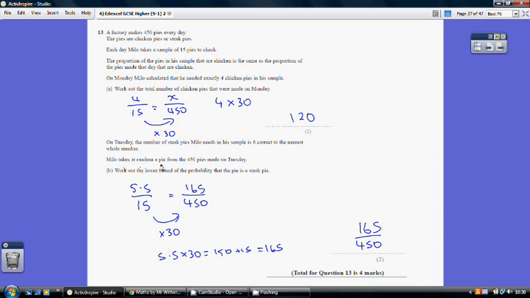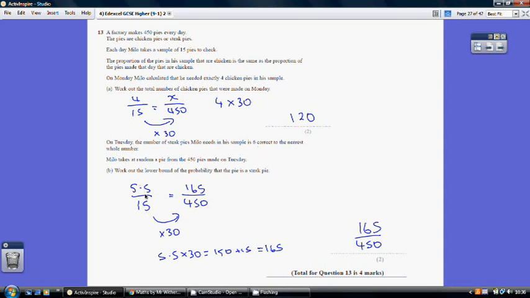So Milo takes at random a pie from the 450. Work out the lower bound of the probability that the pie is a steak pie. So looking at this sample proportion, the lower bound is 5.5. 5.5 is the lower bound of 6 correct, the nearest whole number. So it's going to be 5.5 out of 15.